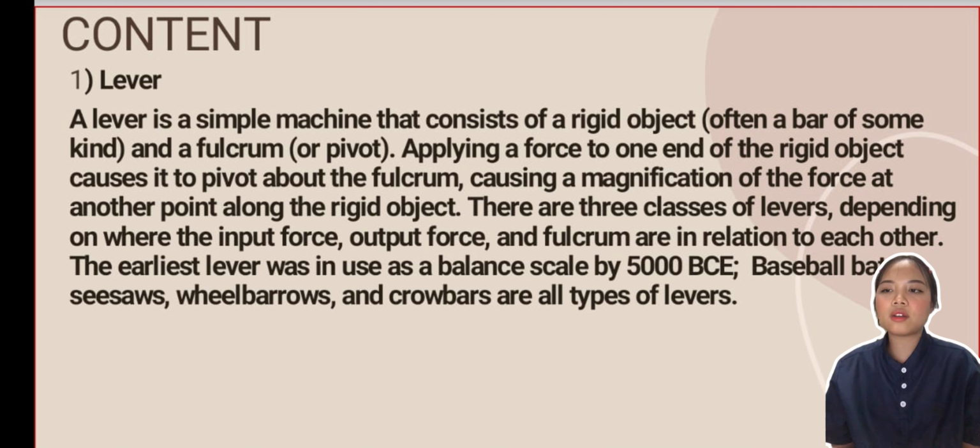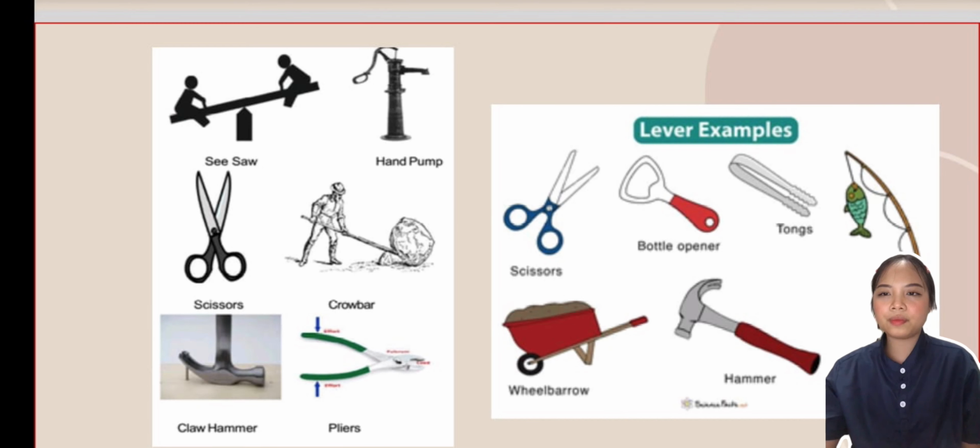There are 3 classes of levers depending on where the input force, output force, and fulcrum are in relation to each other. The earliest lever was in use as a balance scale by 5000 BCE. For example, baseball bats, seesaws, wheelbarrows, and crowbars are all types of levers. And this is an example picture of a lever.